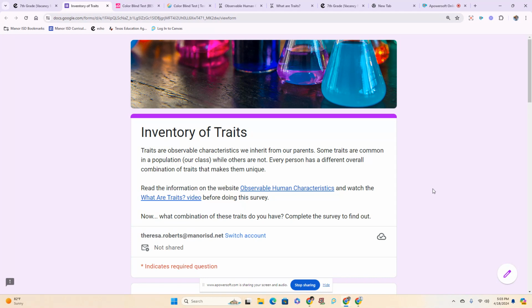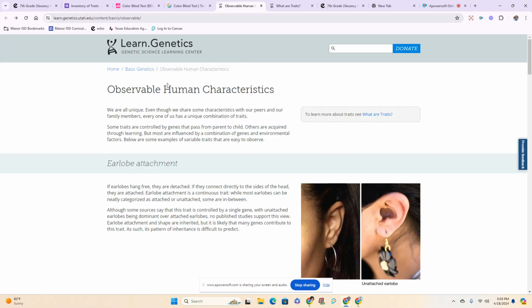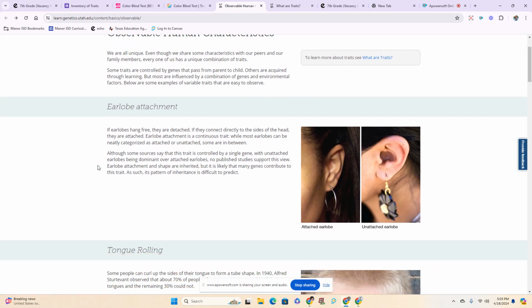Okay, so let's look at this website. So here are the traits we're going to be looking at today. And again, we are all unique. So even though we share some characteristics with our peers and our family members, every one of us has a unique combination of traits. Some traits are controlled by genes that pass from parent to child. Others are acquired through learning, but most are influenced by a combination of genes and environmental factors. So here are some examples of variable traits that are easily observed.